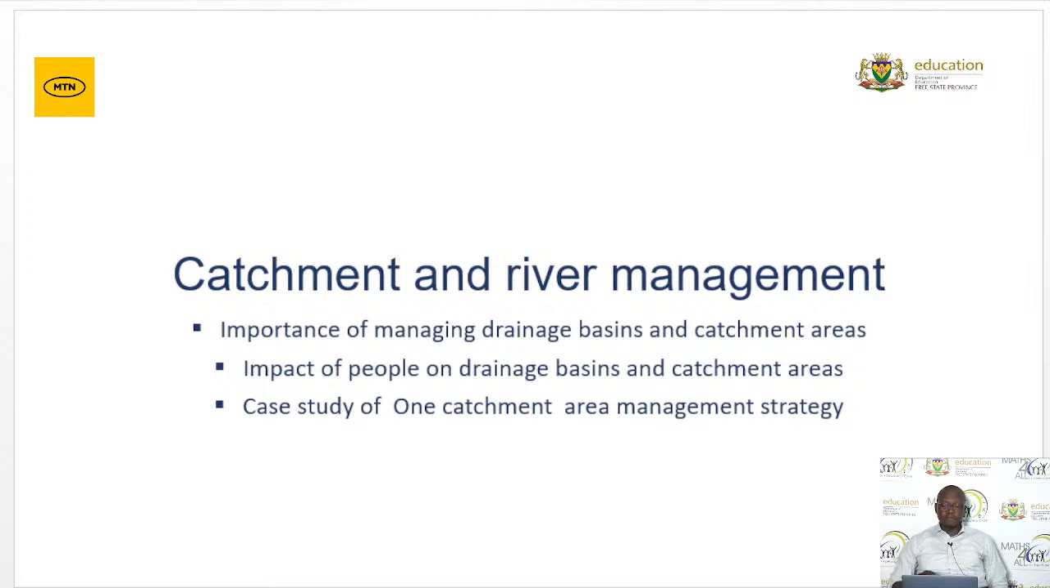in terms of polluting our drainage basins and catchment areas. So it's very important for you grade 12s to understand the concept of river management in terms of catchment and river management. You must be able to define what river management is. You must know the importance of using water. You must know the impact of people on drainage basins. You must know the strategies on how to solve that impact.